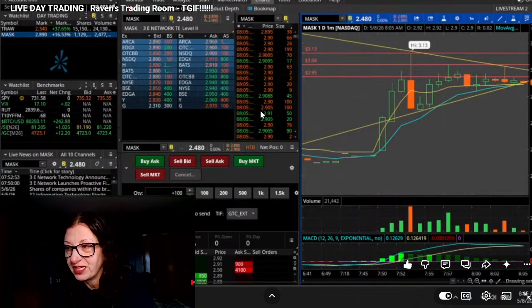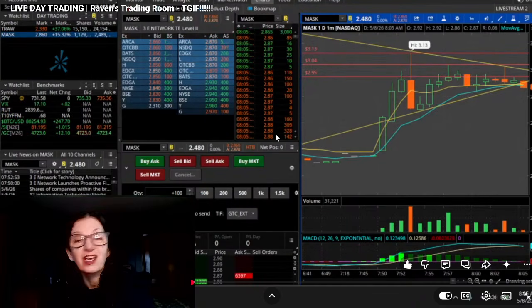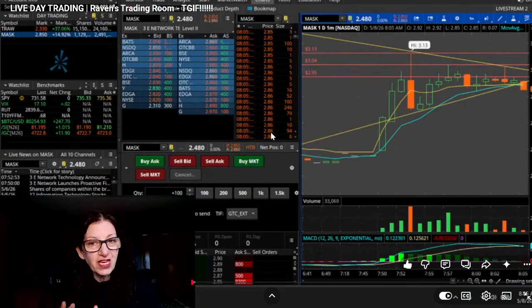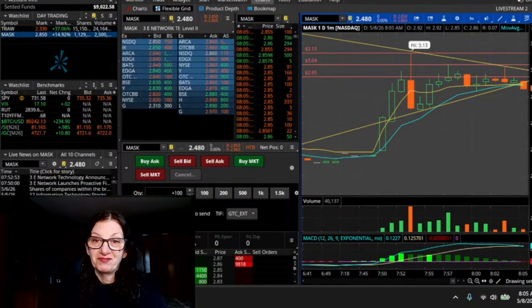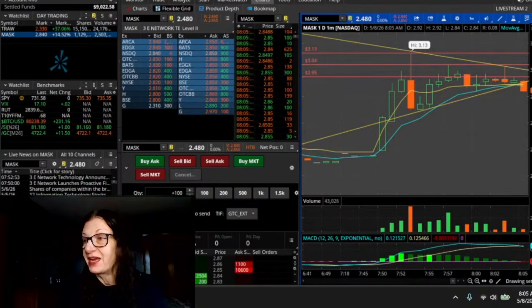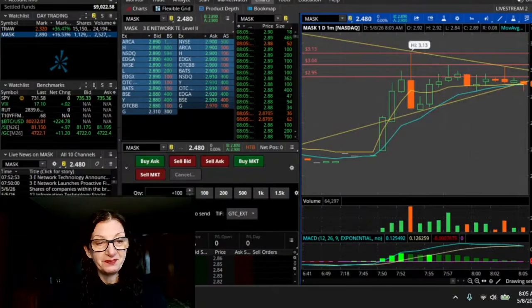Now you're seeing some green on the tape. Now we're seeing more green. Oh, red again. So you want to get a feeling for the rhythm. If you see lots of red on the tape, the price is probably dropping. If you see a lot of green on the tape, the price action is moving up.